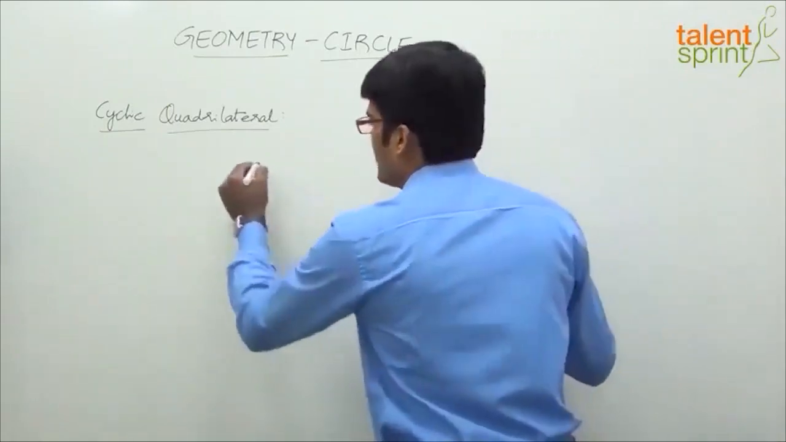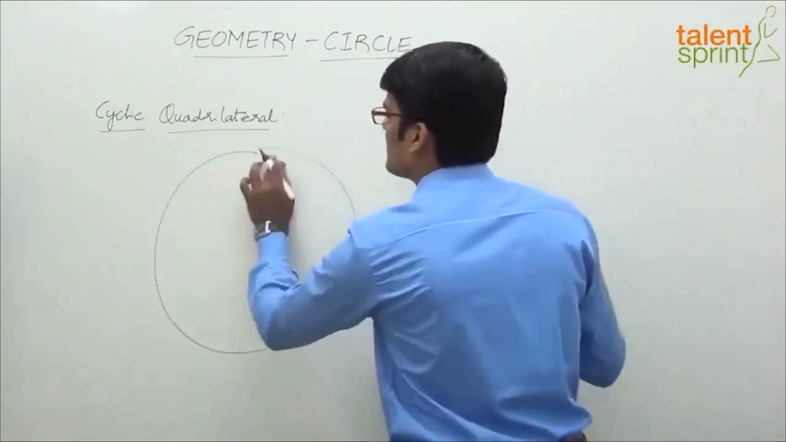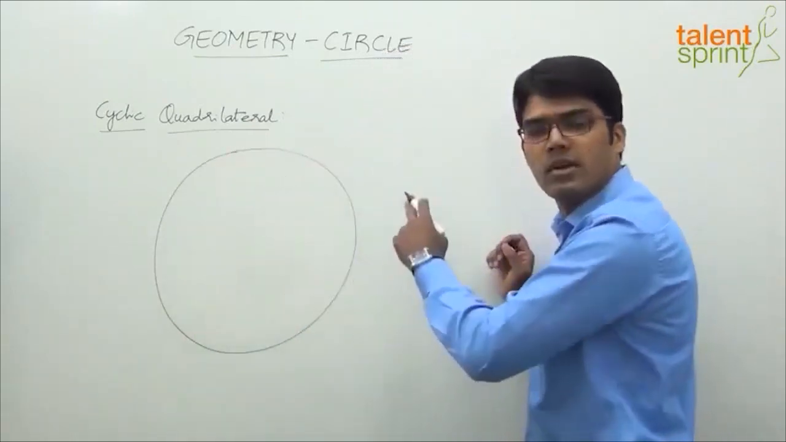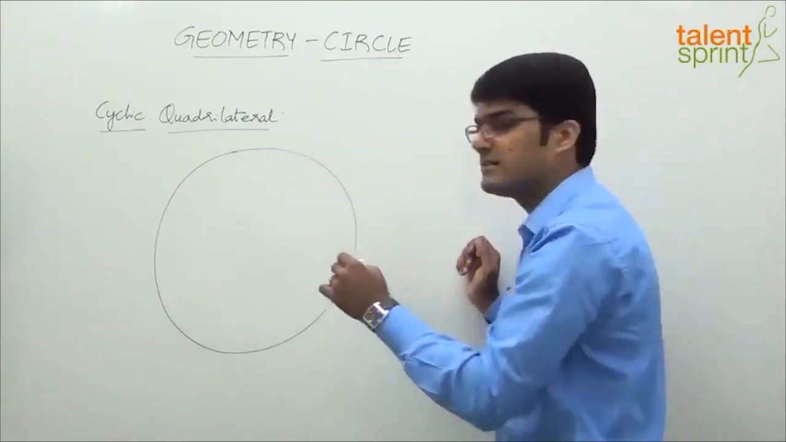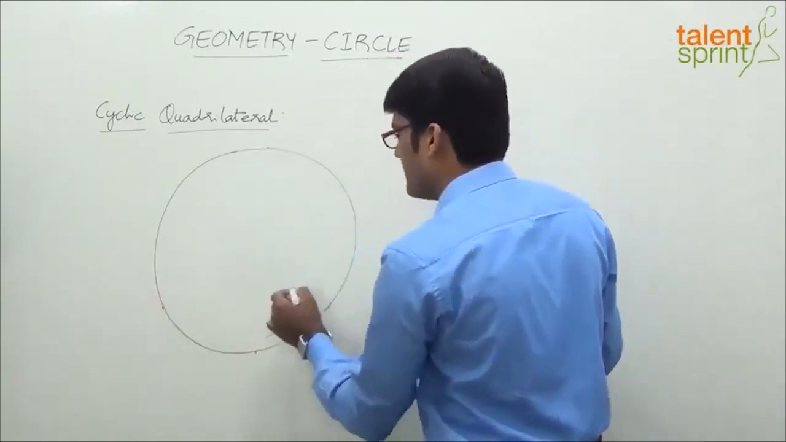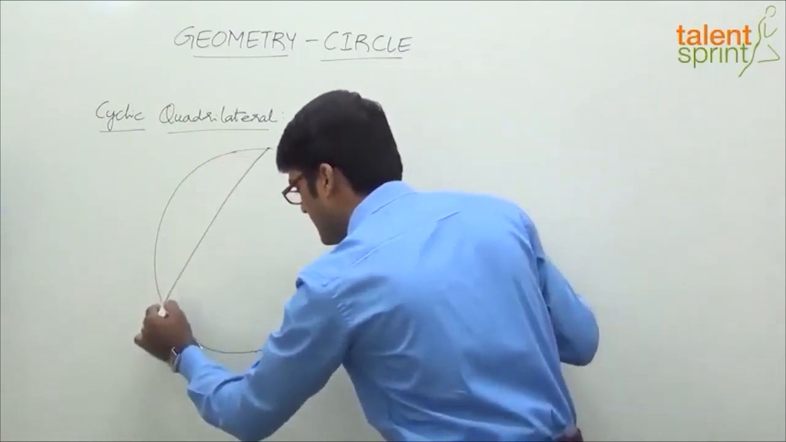So what do we do? Let's consider a simple circle first, right? So let's say this is the circle, and let us draw a quadrilateral here, such that all the four vertices are on the circumference of the circle. So let me take the vertices this way so that it is a little easier to explain.